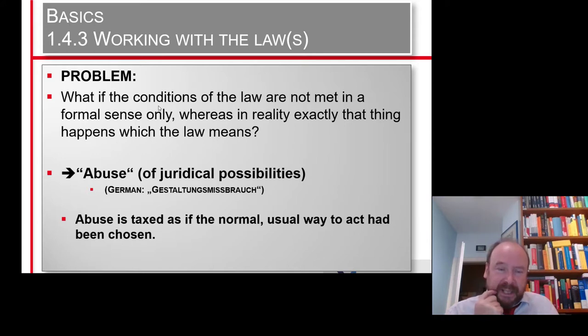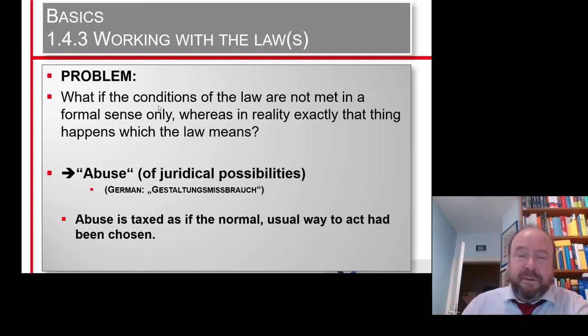Now, it might be a temptation to avoid the conditions named in the law in a way that indirectly you do exactly the same. For example, if the value-added tax law says a merchant who sells a book has to give 7% VAT to the state for the sale of the book.